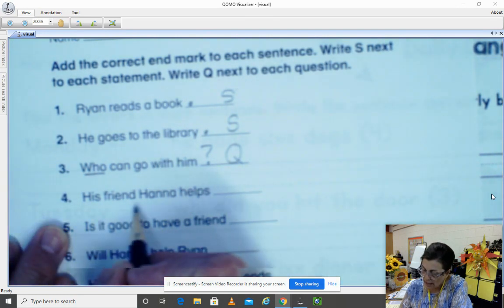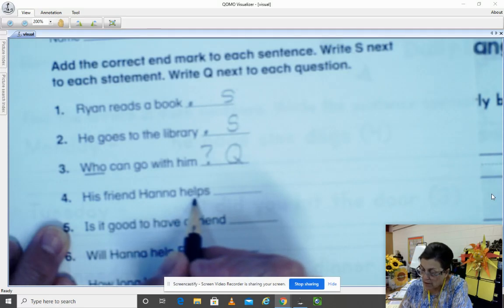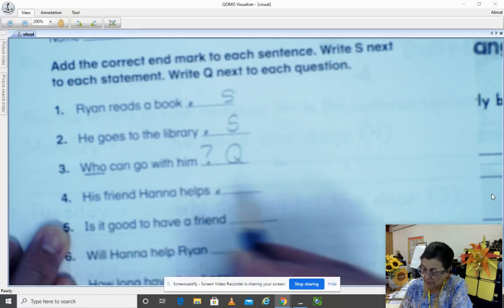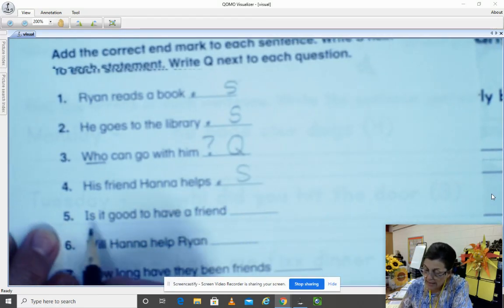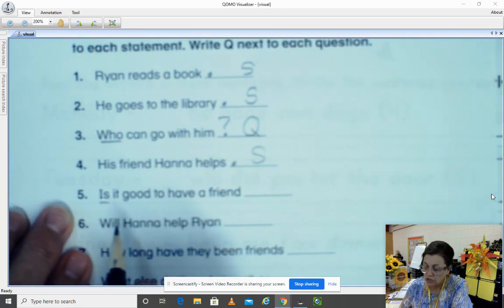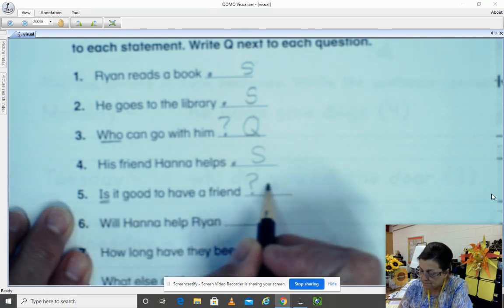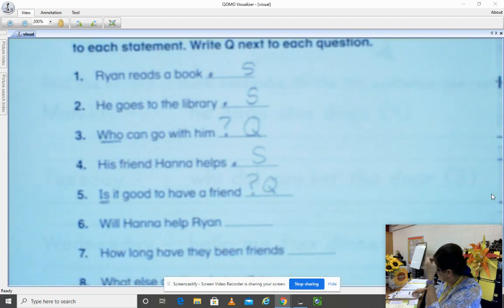His friend Hannah helps. That's a statement. I'm going to put a period there. There's another one of those question words. Is it good to have a friend? I raised my voice. I can tell that that's a question. Okay, so you get the idea?